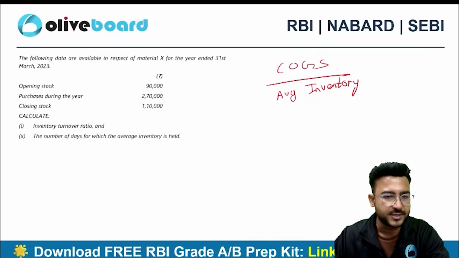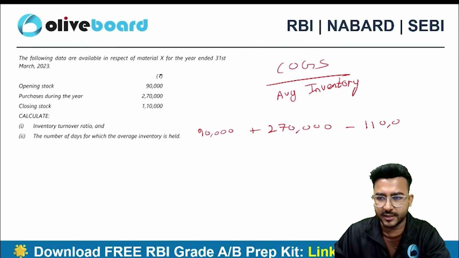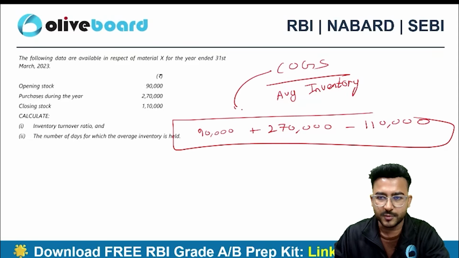So what is my opening stock? 90,000, plus purchases 2,70,000, minus my closing stock 1,10,000. It's quite straight. This will be my cost of the goods sold.